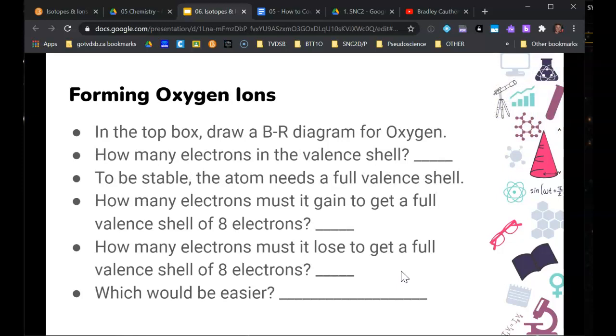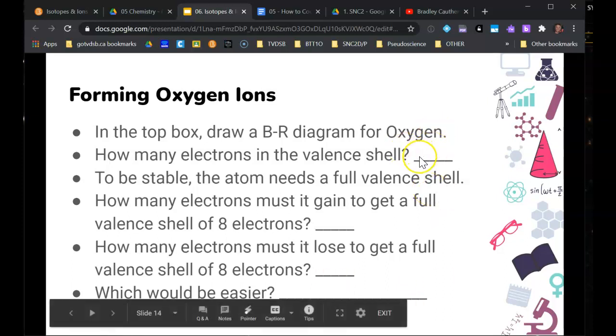We're going to do the same thing. So instead of doing the Bohr-Rutherford, we're going to draw a Lewis dot diagram. So we draw a Lewis dot diagram for oxygen. Oxygen is in column number 16. So that means it has 6 valence electrons. All right, so how many electrons in the valence shell? 6.